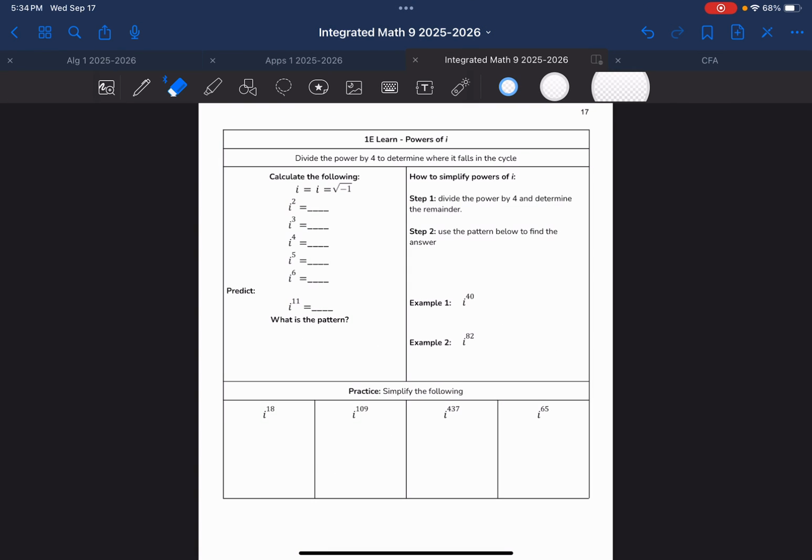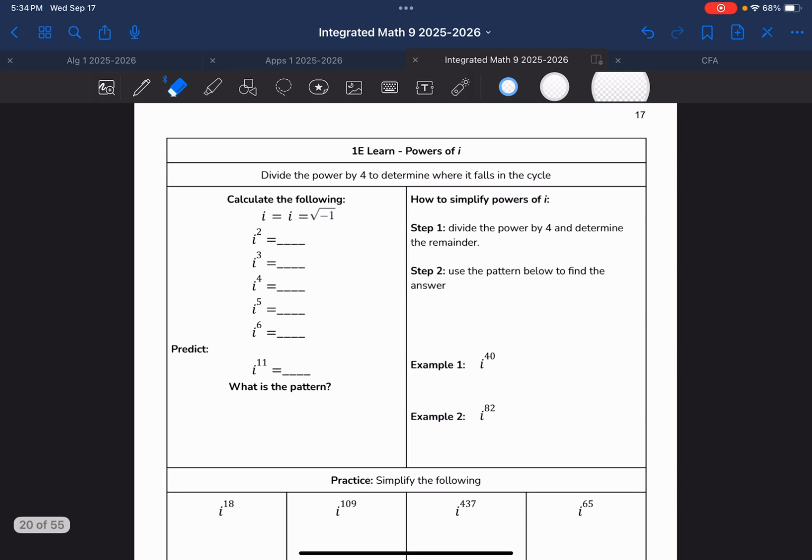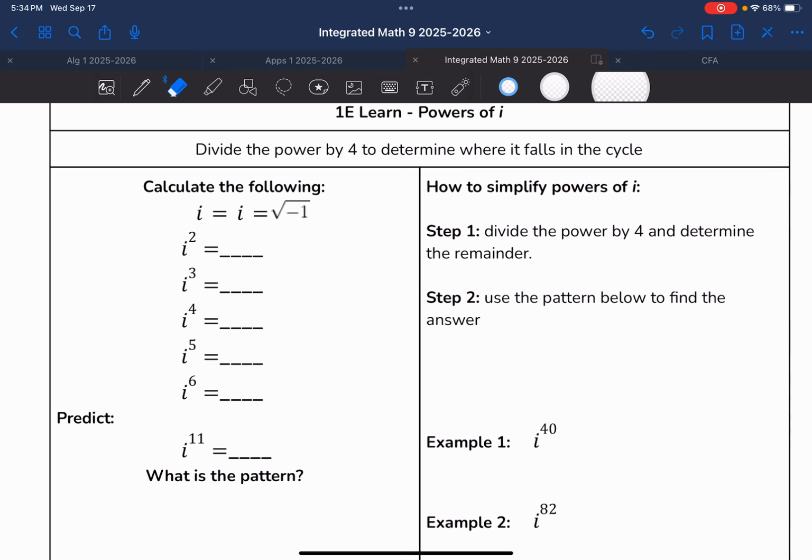Alright. In this video, I'm going to be going over page 17 of the notes packet. This is where we're taking i, which in the last one we learned was equal to the square root of -1, and we want to take it to different powers. So if we think about i squared, that's the square root of -1 times the square root of -1. That's just -1, right? We know the square root of anything times itself is just that radicand, like the square root of 2 times the square root of 2 is just 2.